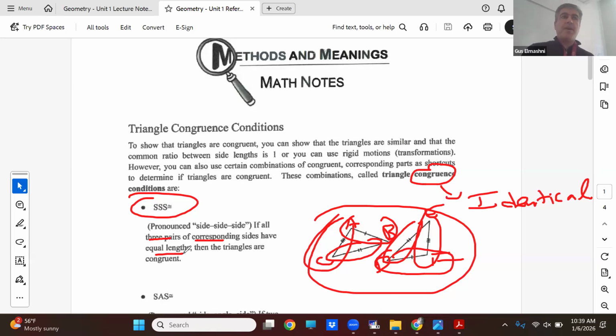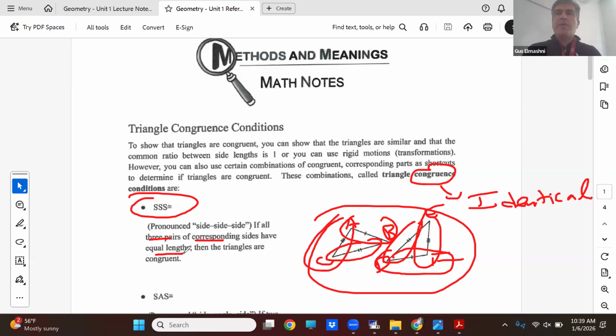Sometimes we're going to be asked, here's some information, prove that these triangles are congruent. And that could be one of the ways you could prove it. So side, side, side. Hopefully that seems intuitive. If all three pairs of sides are congruent, correct.